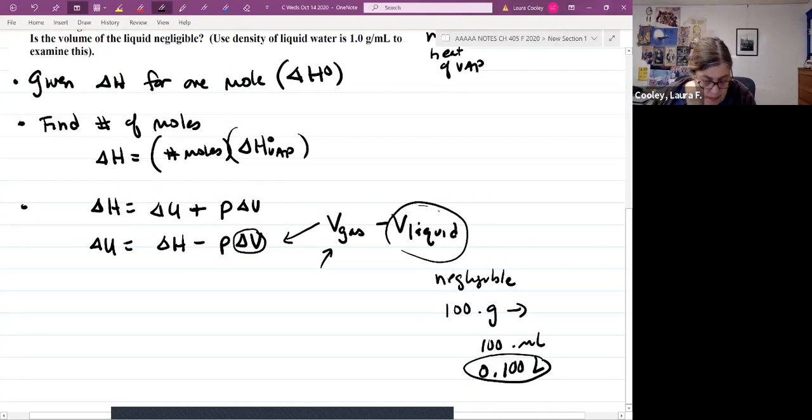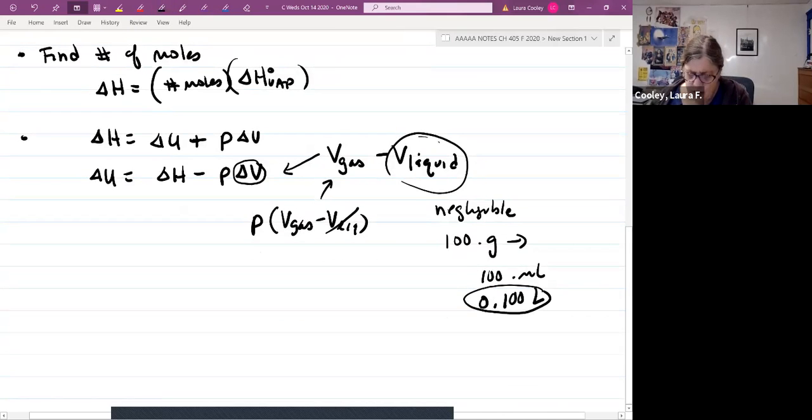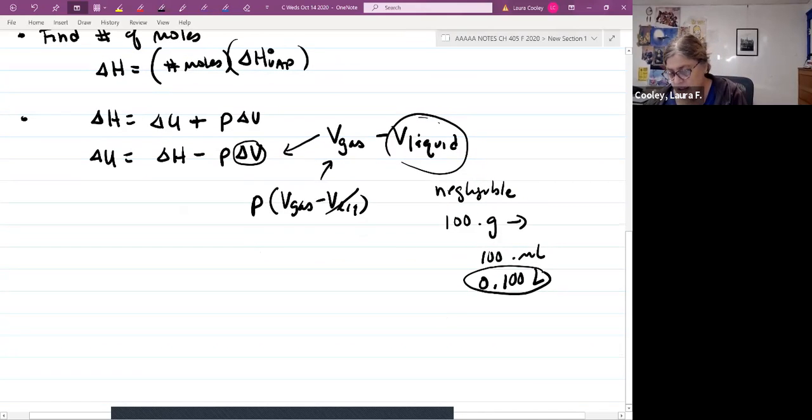So calculate that volume. Then you could find the P times V gas minus basically something that's negligible. So it's really just PV gas, okay? And you can combine that with the delta H to get what the delta U is. But there's still a couple of different ways to do this.